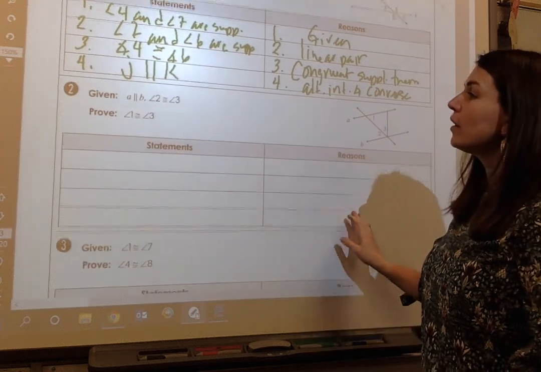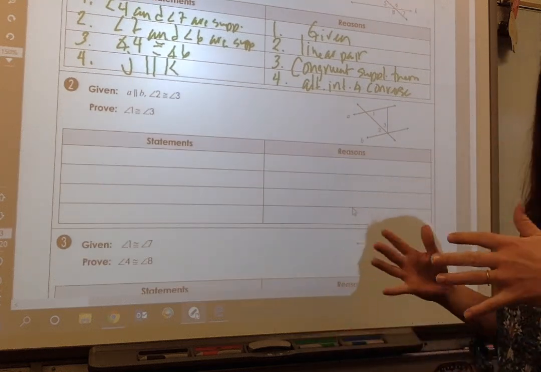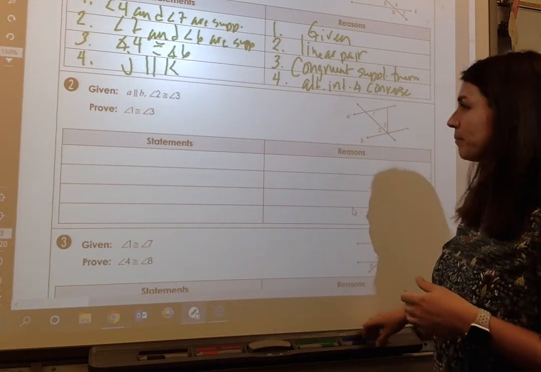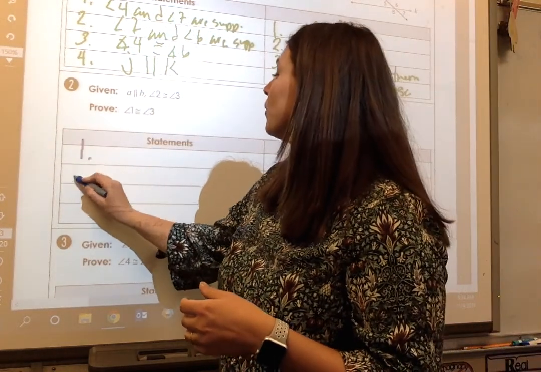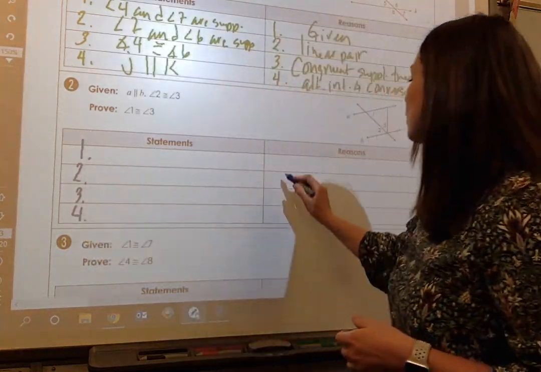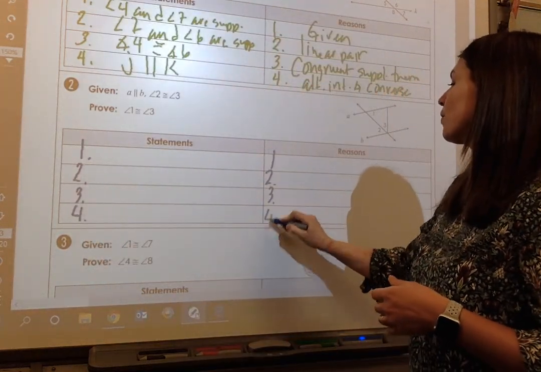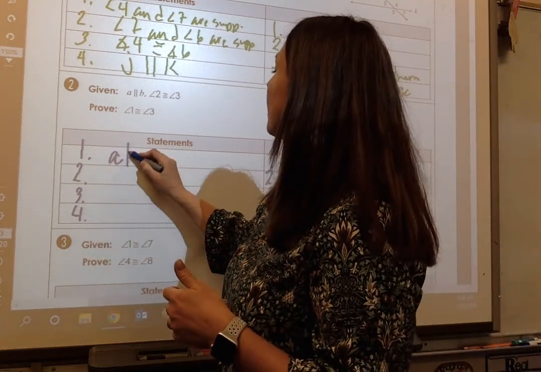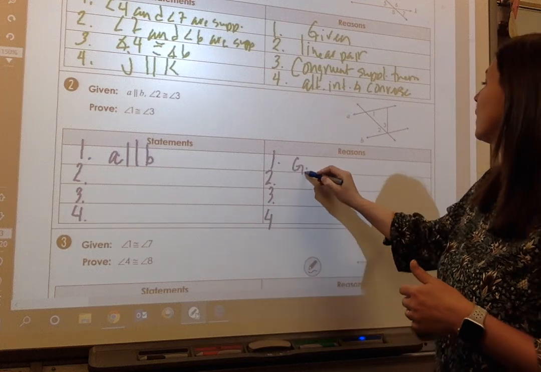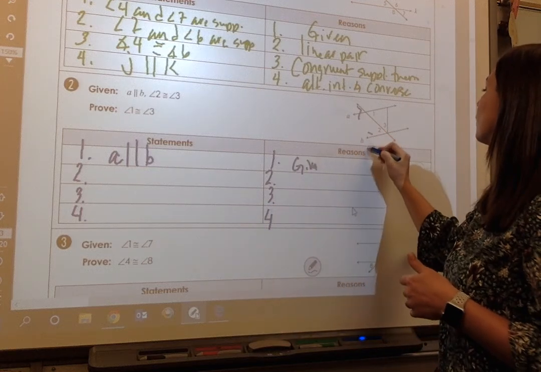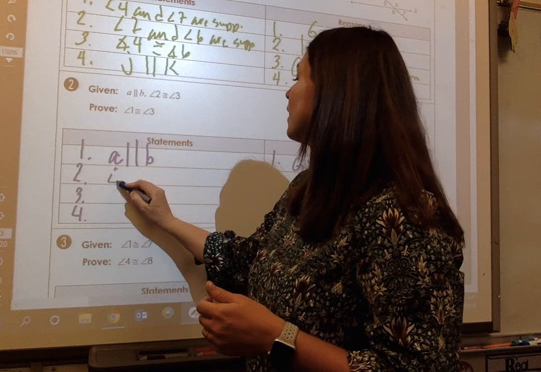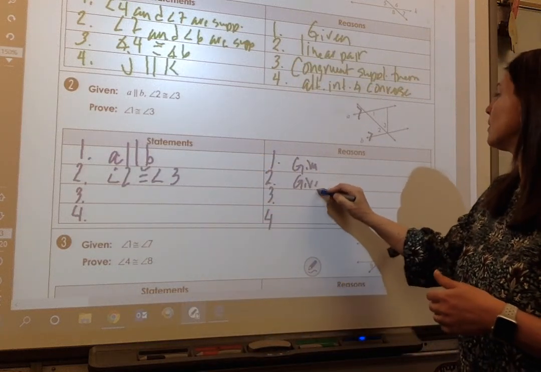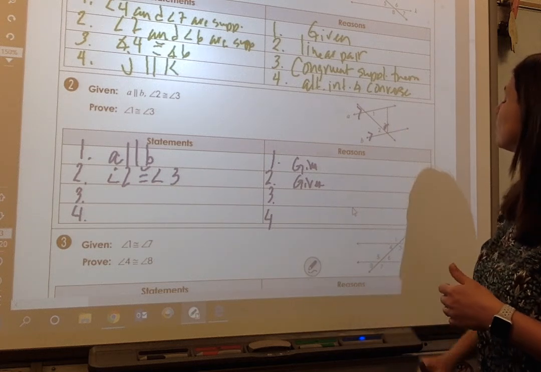Take a look at number 2. Try and see if you can do it, and then pop back in here and see if my answers are the same. All right, here we go. So I'm numbering 1, 2, 3, 4. That's my first step. If I look here, I can see that A and B are parallel, and that's my given statement. So I can even create those arrows. And I can say that angle 2 is congruent to angle 3, and that is a given statement.